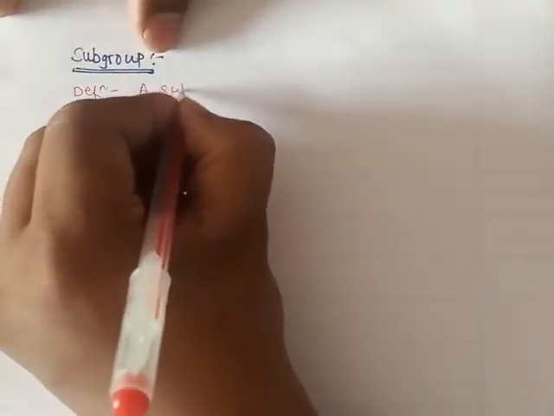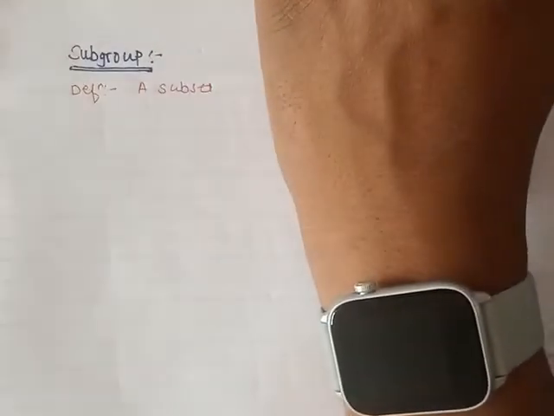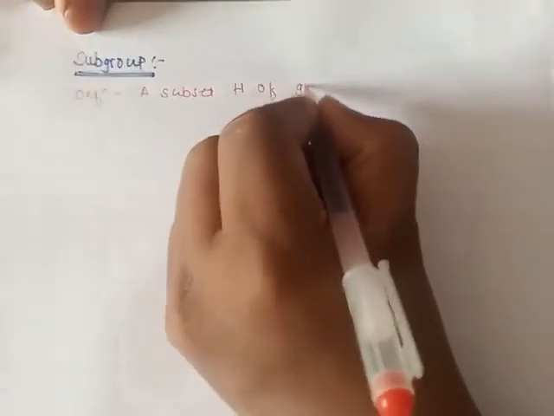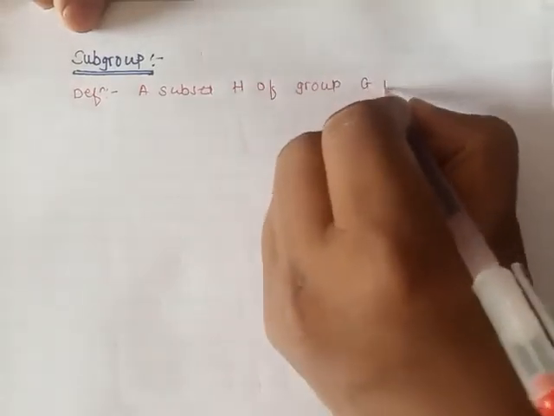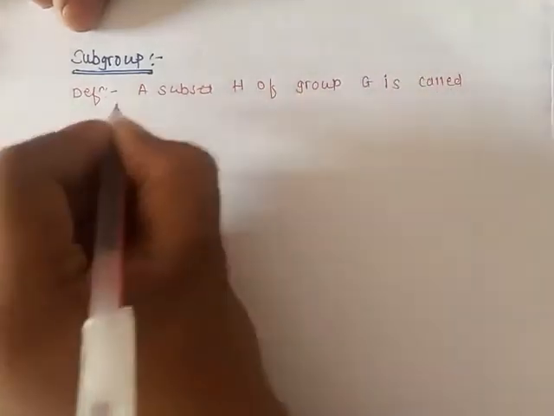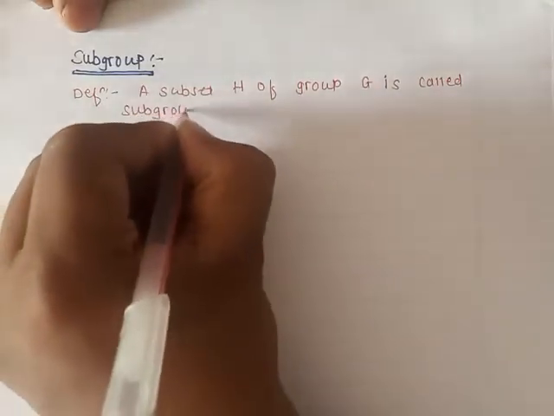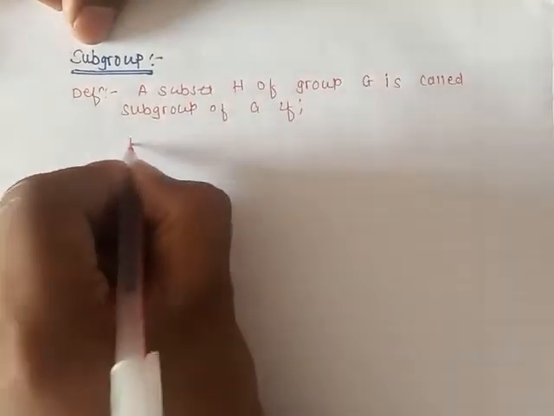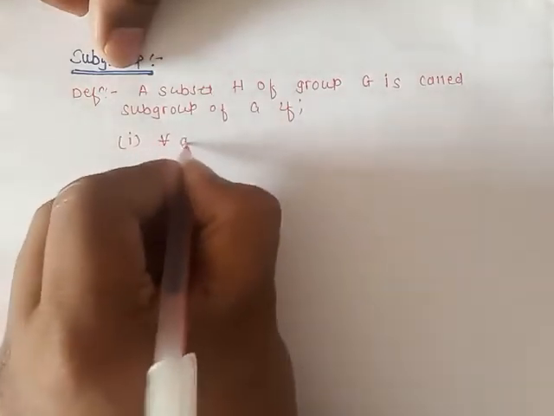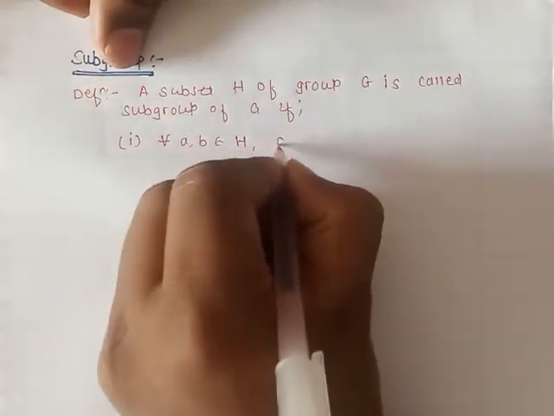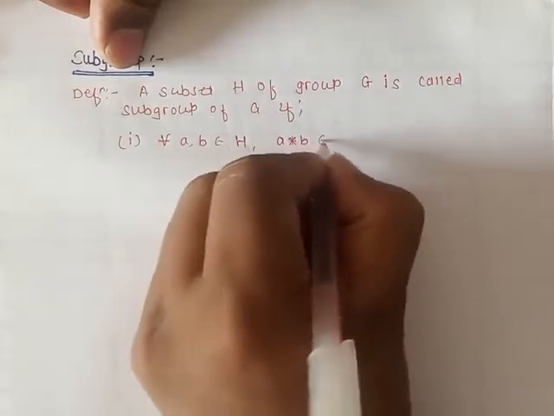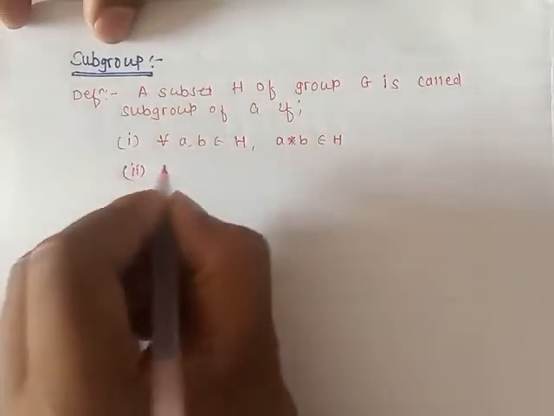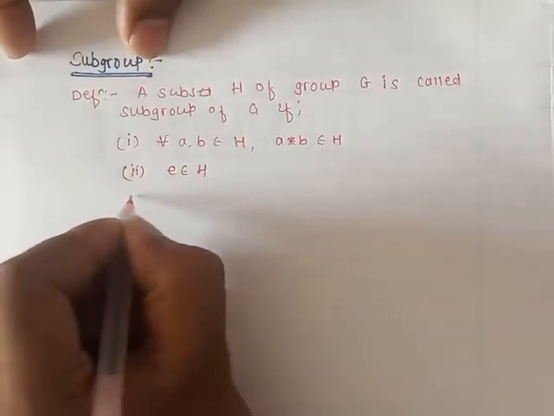A subset capital H of group G is called a subgroup of G if, first one, for all A, B belongs to H, A star or A dot B also belongs to H, that is, H is closed under the same binary operation of G. Second one, the identity element must belong to H.